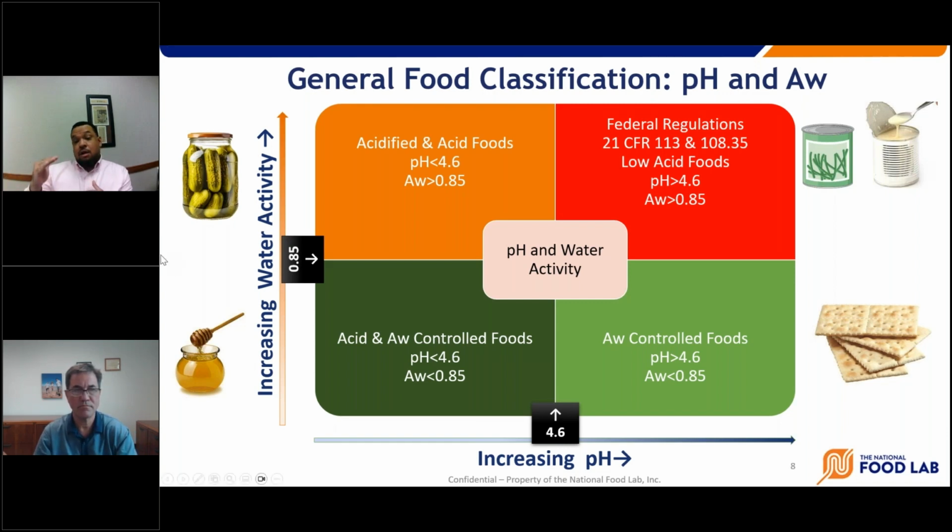have products that have low water activity and high water activity. The threshold here for water activity, the key number, is 0.85, and this is because below 0.85, you eliminate the risk for pathogenic growth. In terms of pH, you have products that are low pH and high pH, and the number here is 4.6 for the same reason. 4.6 is the number that will stop pathogenic growth and also spore growth.